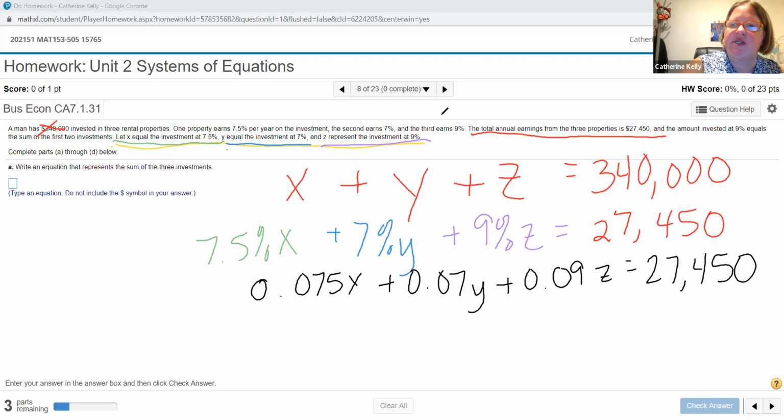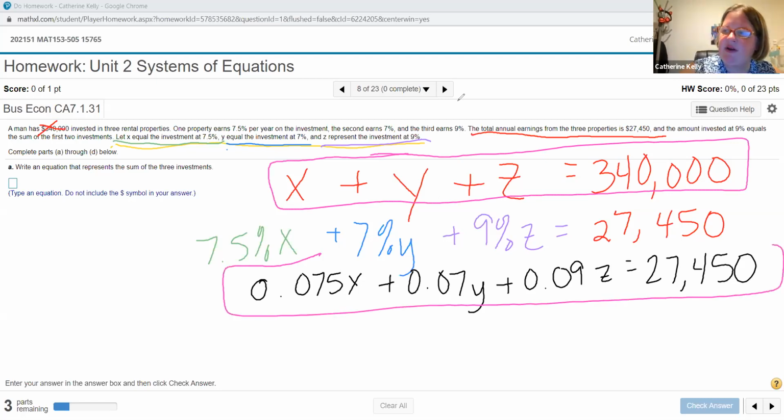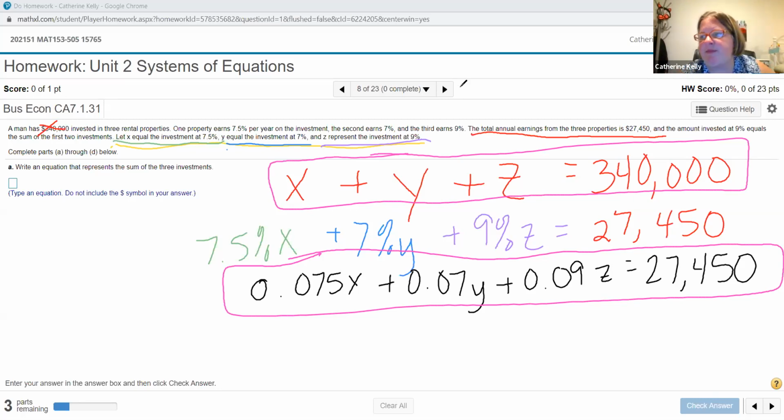So now I have 2 equations. I have this equation, it's equation 1. I have this equation, that's equation 2. And since I have 3 variables, I need 3 equations. So I got those 2 because the sum of it dollar-wise of all 3 properties was one thing. The sum of it with the different percentages attached was another thing. And then the third equation, we're going to find more information.